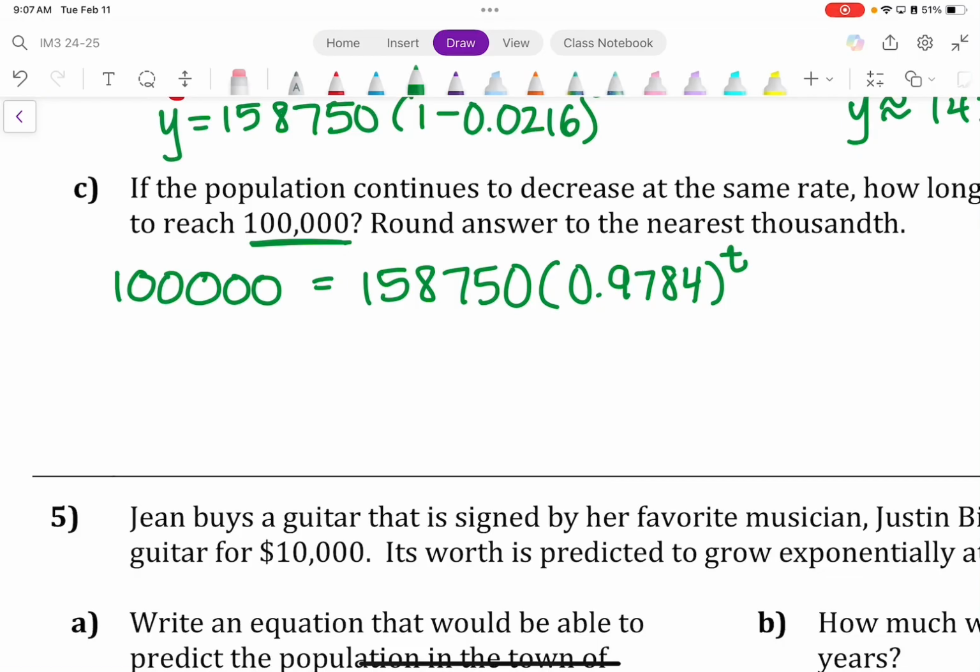So think about the steps that we've done in the past. I know these numbers look terrifying because they're massive numbers, but the steps are going to be the same. Step 1, divide. We're going to divide both sides by 158,000.